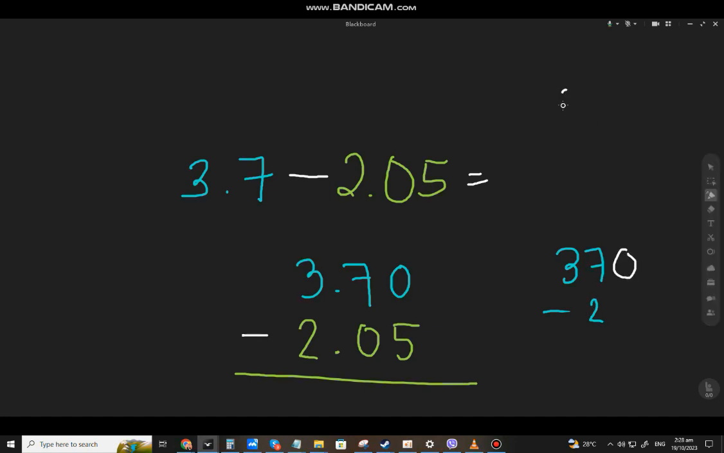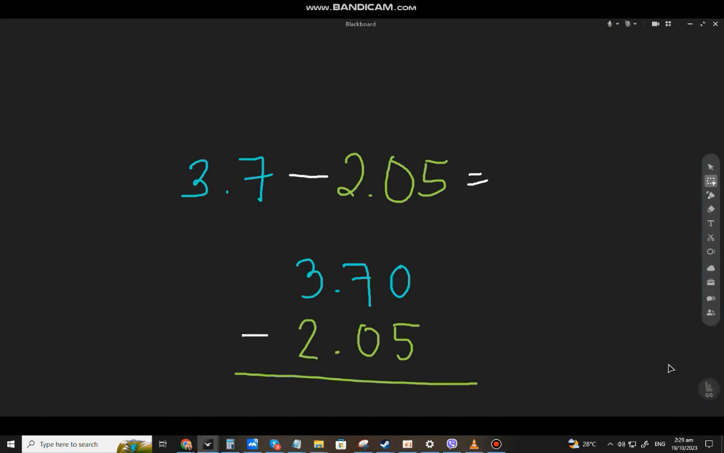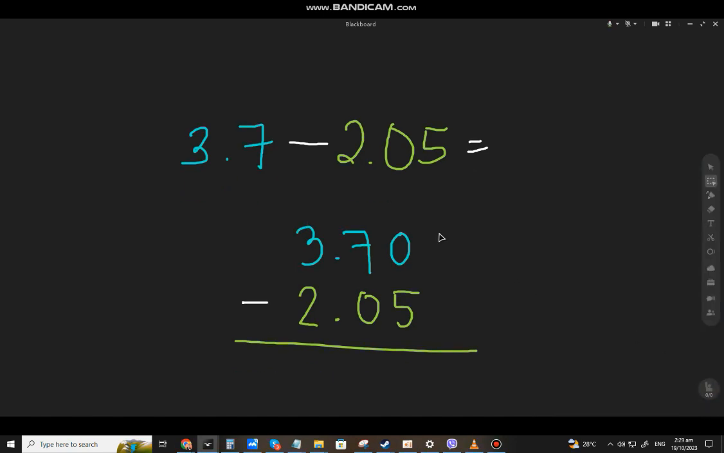Again, 3.7 is equal to 3.70. That's okay. But 37 is not equal to 370 because of the decimal point. Any zeros that you put to the right side of the decimal part are okay. For example, there's a 1 here, with a 0 here, that's okay because 0.1 is still equal to 0.1000 and so on. Let's move on. So we have already aligned them.